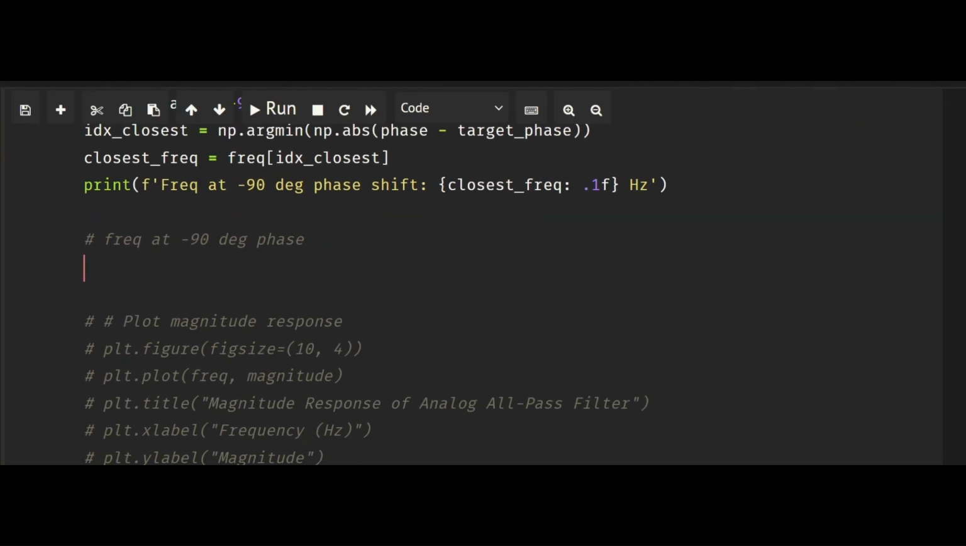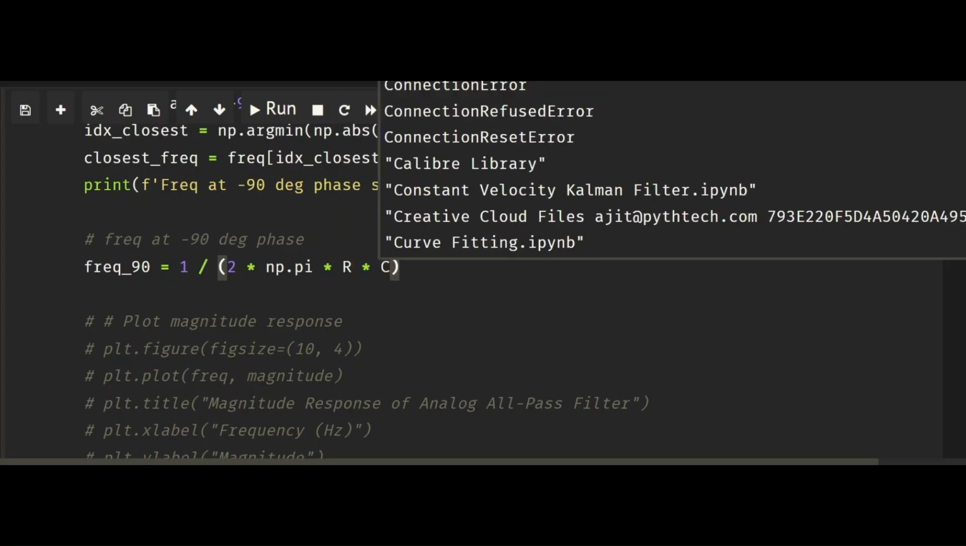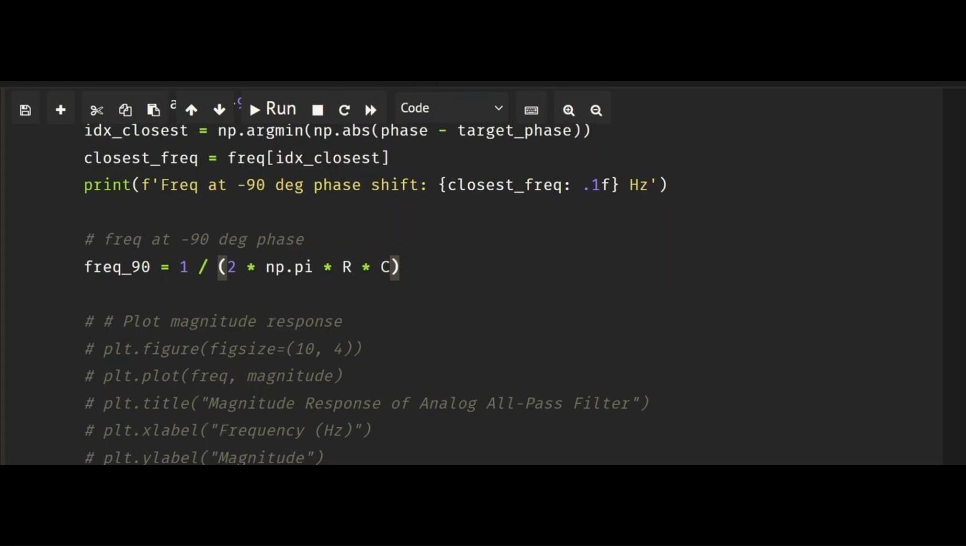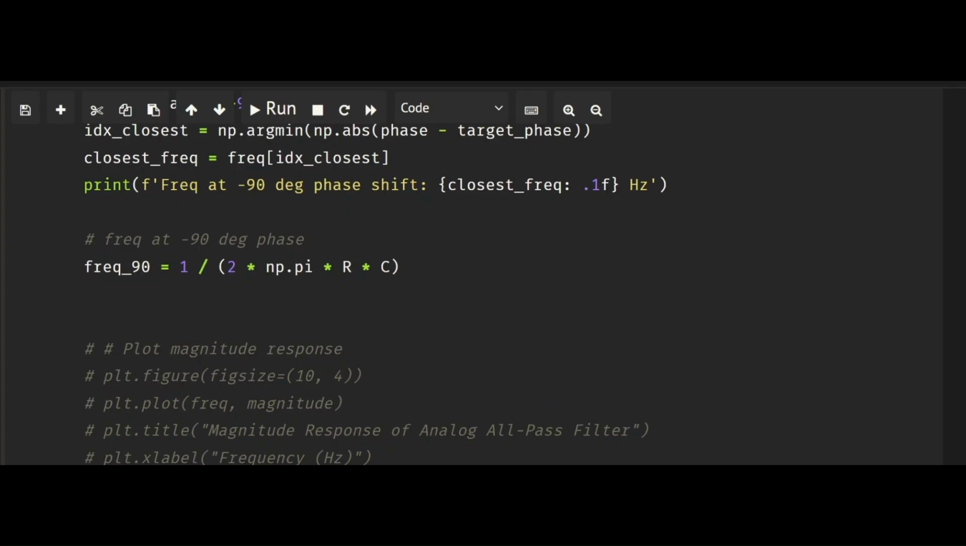Let's define a variable called frequency 90, and I'll use a formula. Don't bother where this formula has come from, but let's see what it does. So 1 divided by 2 into pi into R into C, and let's see what is the frequency at this point. So let me just print this out.